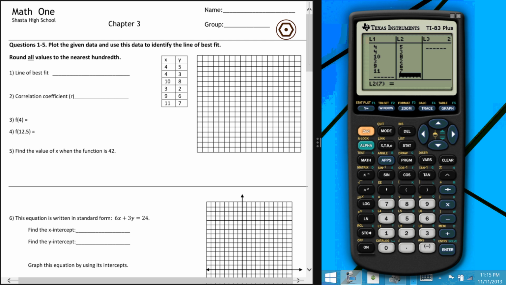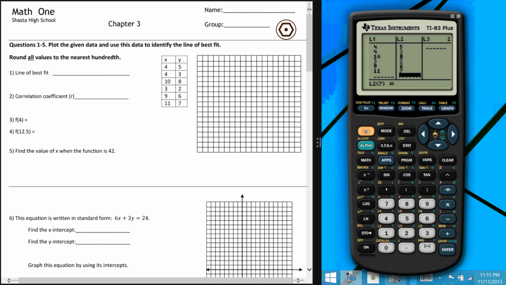The first question here involved taking a look at a data set and determining the line of best fit. So we're doing a linear regression here. I went ahead and fired up the calculator and plugged in the values. You can see we've got 4, 4, 10, 3, 9, 11, and then 5, 3, 8, 2, 6, and 7.